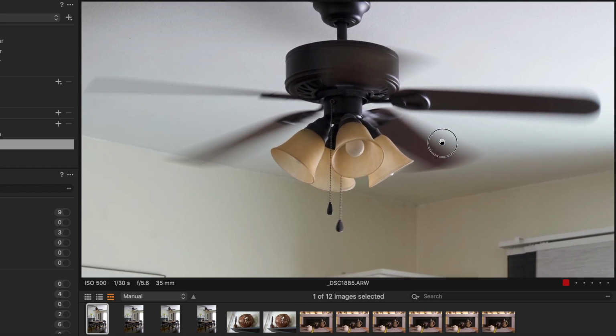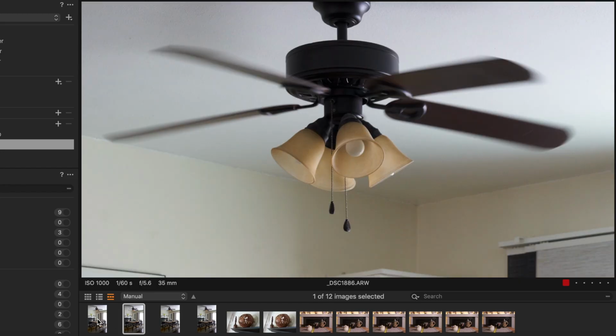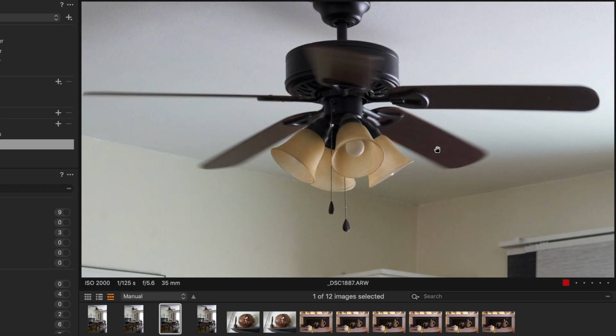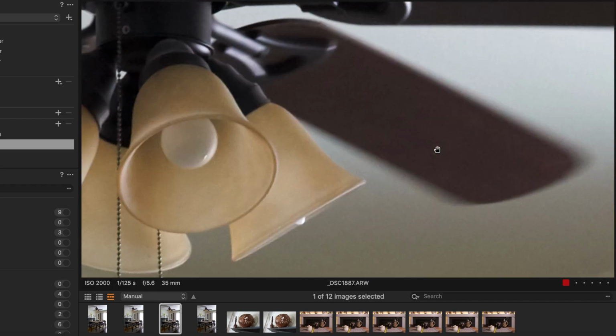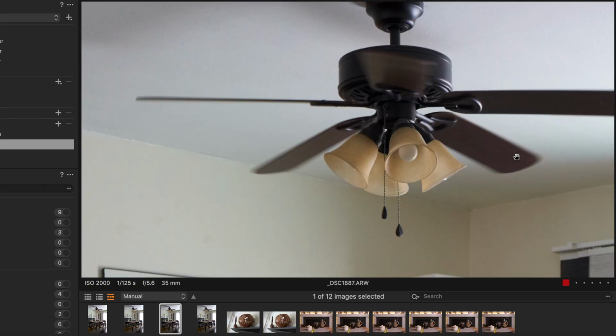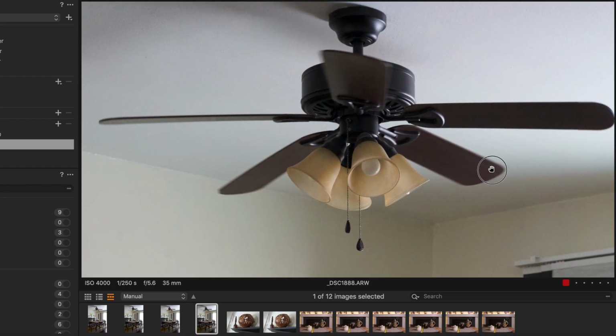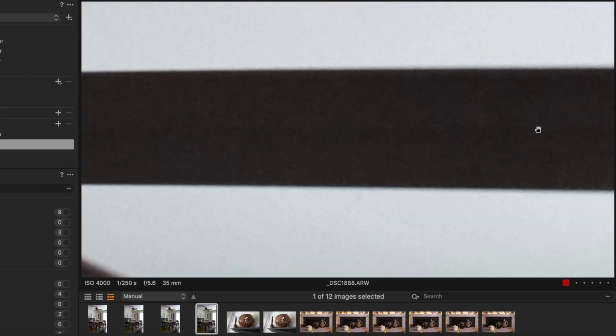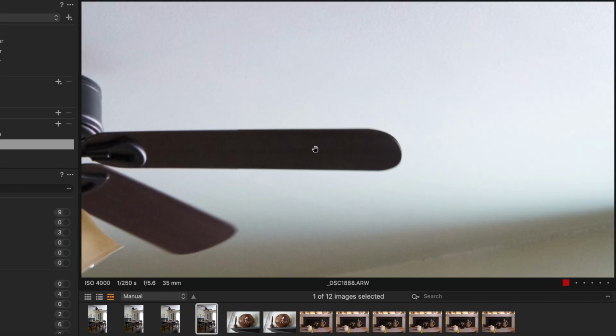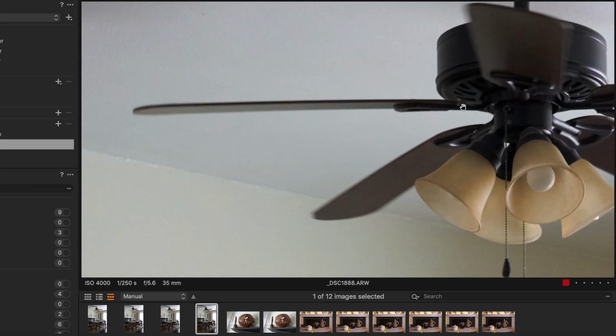So let's say that we want to maintain our exposure, but we want to show the fan blade being frozen in action. So we go from 1/30th of a second to 1/60th of a second. Okay, we're still not there yet. Then to 1/125th of a second. Well, it's still a little bit blurry. Let's go to the next one. 1/250th of a second. That's pretty good. That's been frozen pretty good. So I think we're happy with that one.